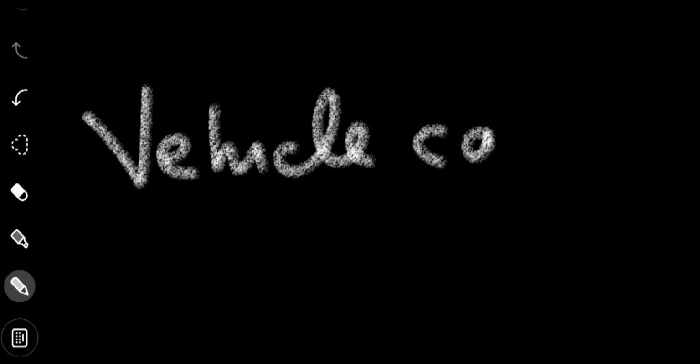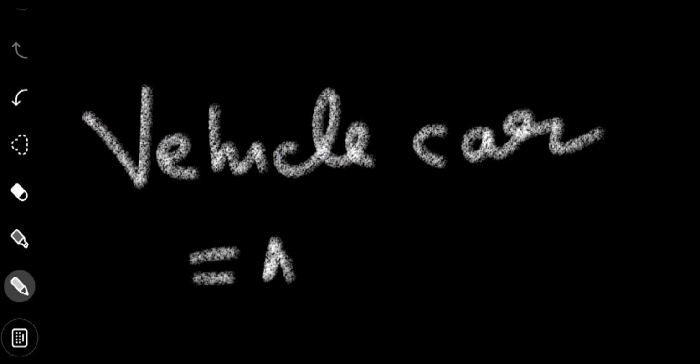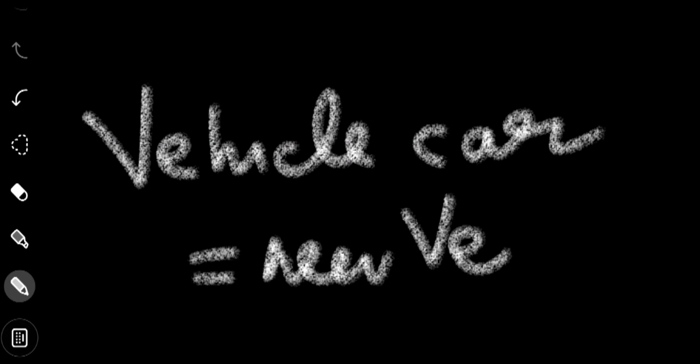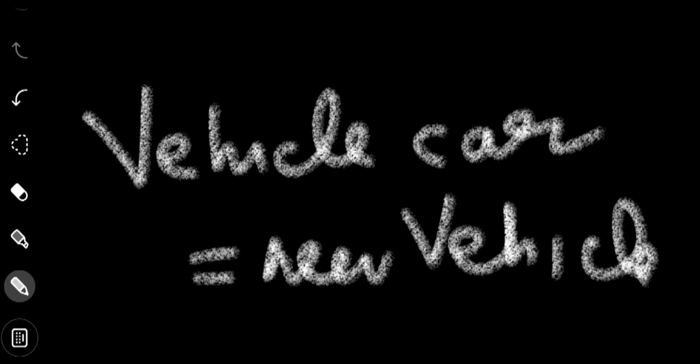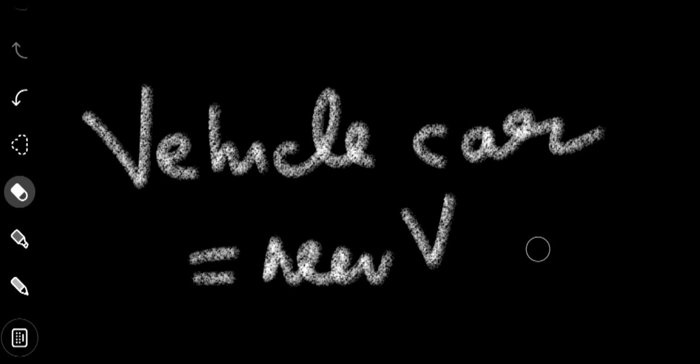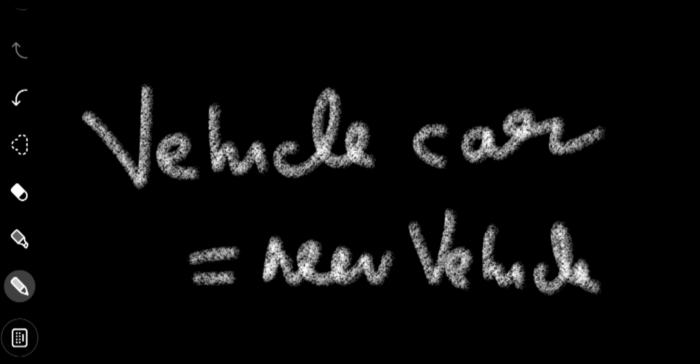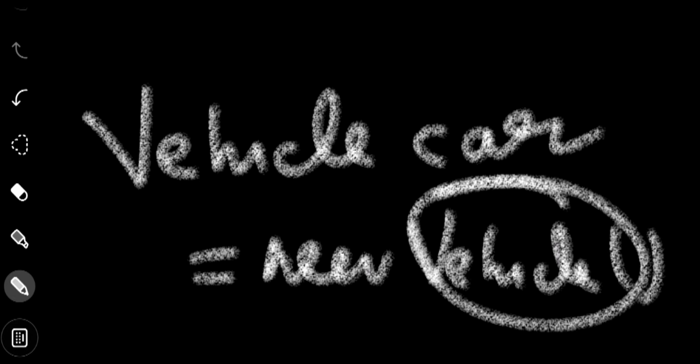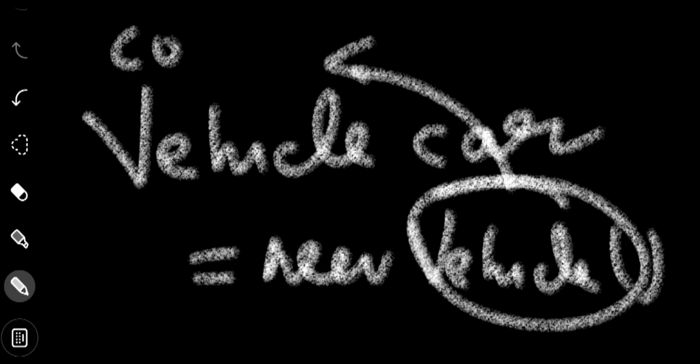So what do I write? I say Vehicle car is equal to new Vehicle, and then opening and closing brackets. So here, this part with the brackets is called the constructor.